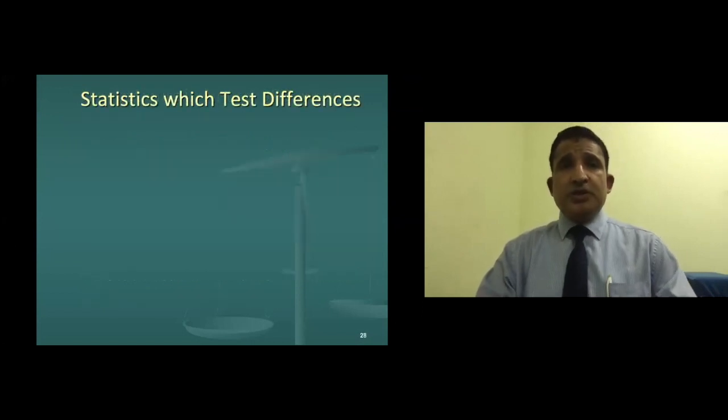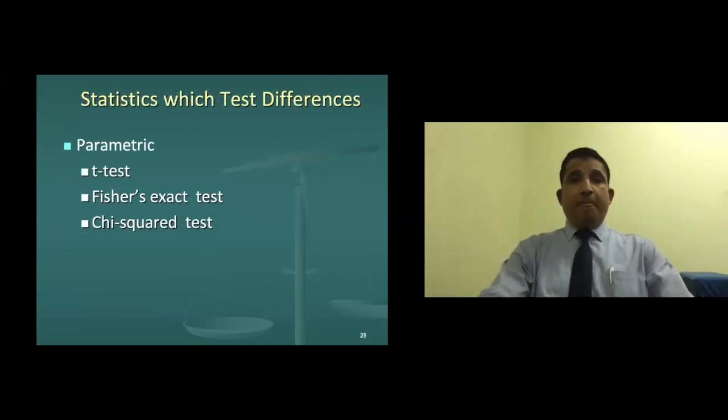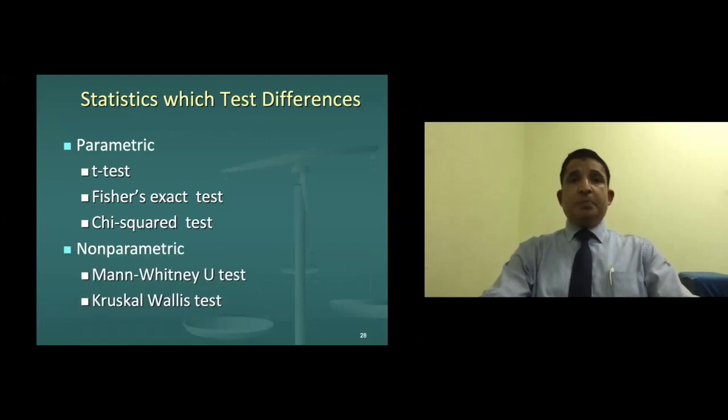Now let's go to the statistics which test the differences. Again, first, they are broadly divided into two groups. One is parametric, another is non-parametric. Parametric tests are used only in normally distributed data. So it is so important to differentiate your data at the outset. Parametric tests commonly used are the t-test, also called student's t-test, Fisher's Z test, and chi-square test. Non-parametric tests which are commonly used are the Mann-Whitney U test and the Kruskal-Wallis test.